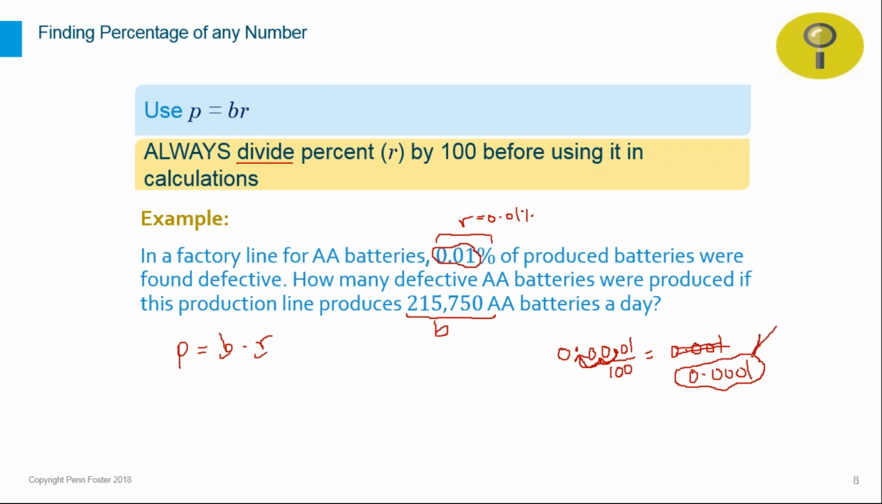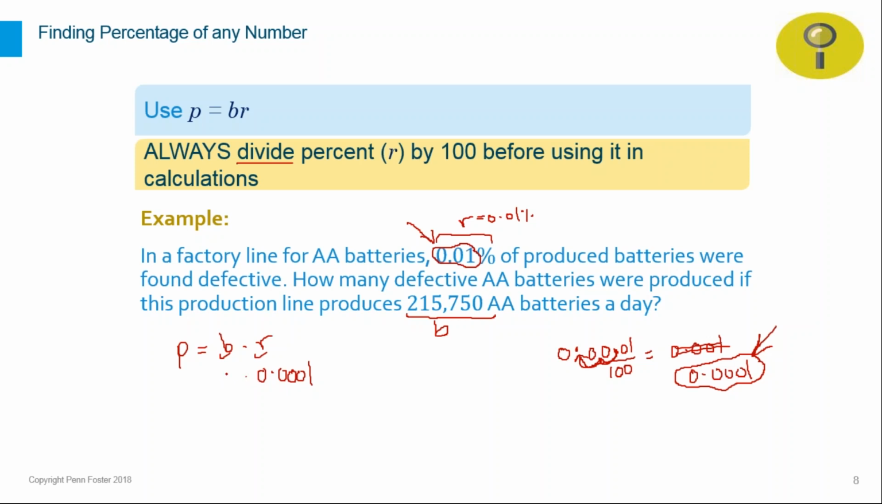And this is what we are going to use in the formula. We are not going to use that number as is. Again, this is the common mistake that I see in exams, that they just use that number, whatever it is, before dividing it by 100, which is wrong. So we have to switch that to the decimal value. So R now is 0.0001. And then I still have my B.